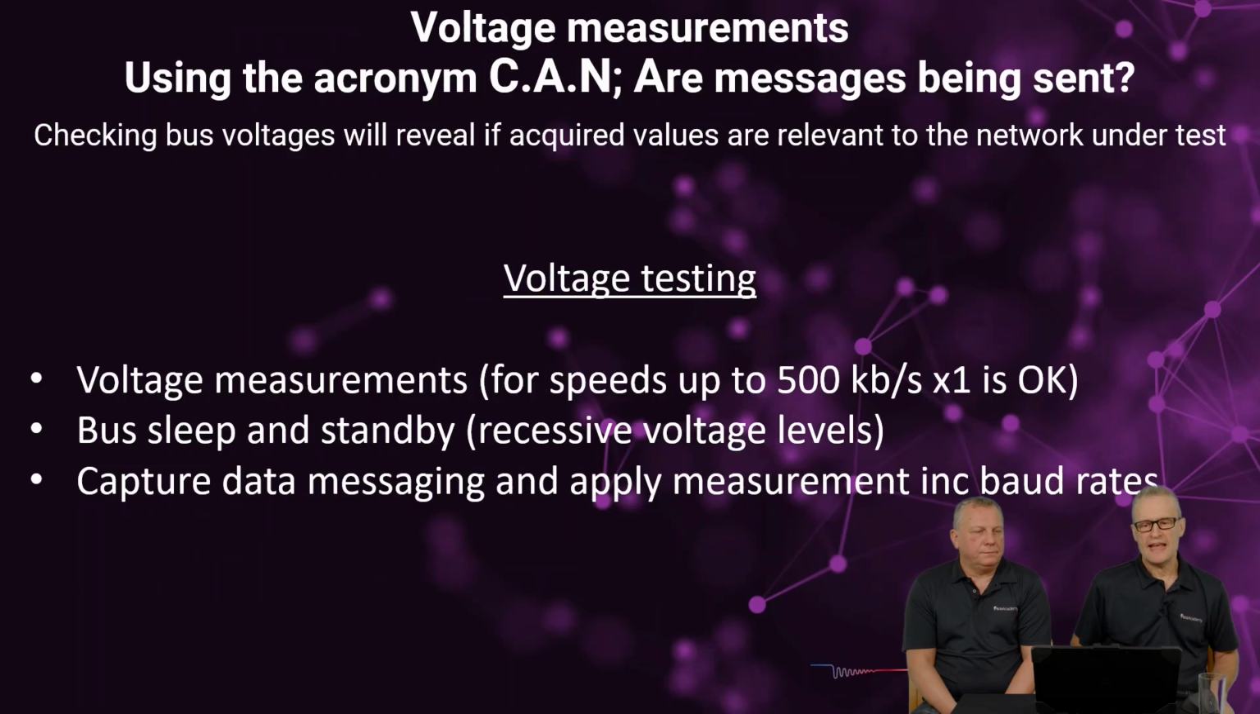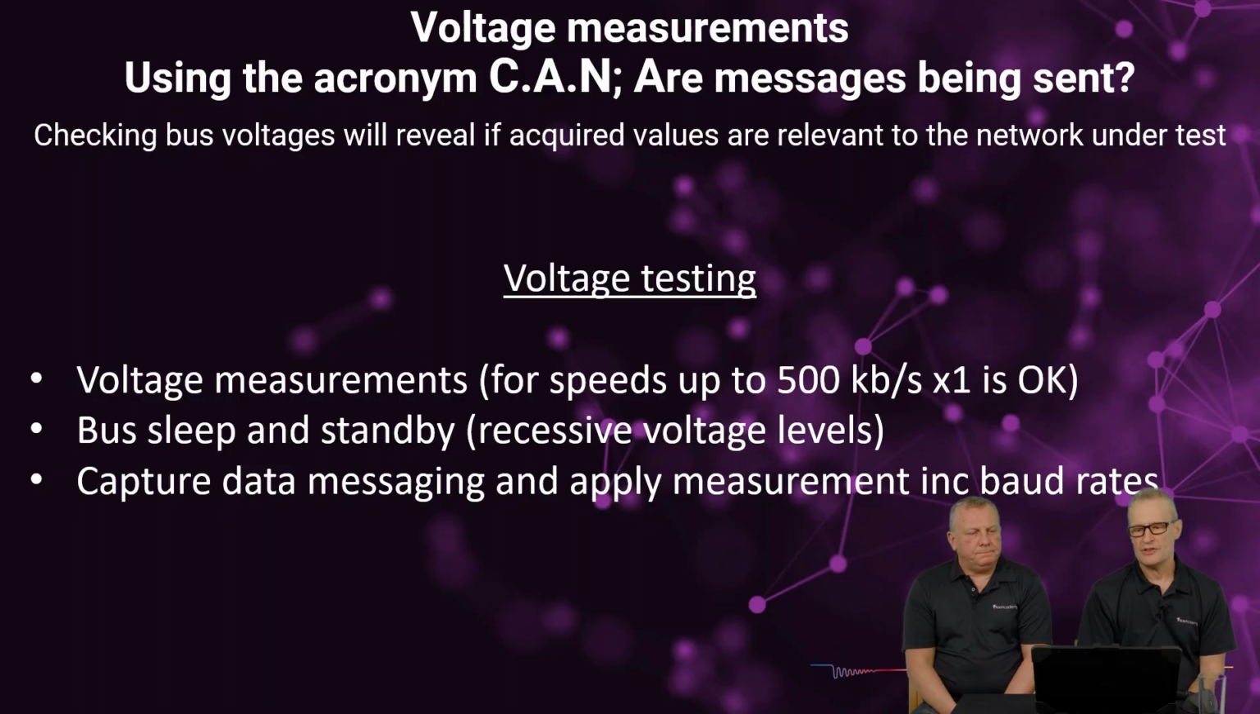So we move on to: are messages being sent? Here we'll check bus voltages to reveal if the acquired values are relevant to the network under test. What do we expect to see? I've put a note in here: voltage measurements for speeds up to 500 kilobit per second are standard test lead, what we call a ×1 test lead. That means whatever the voltage is at the probe tip is the same at the scope. The lead has no influence on that, not really.